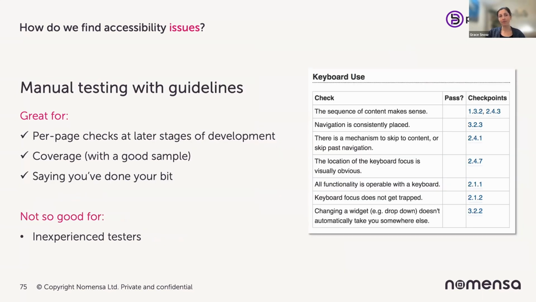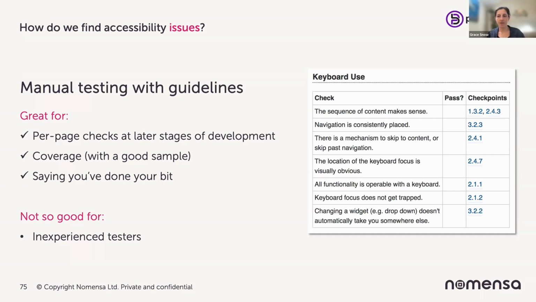So you can do manual testing in different ways as well. My example here is more like following guidelines, so a checklist. You might have a load of checkpoints and you're just seeing, does it do this? Does it pass? Does the sequence of content make sense? Is the navigation consistent? Tick, tick, tick, tick. So it's great for per page checks at later stages of development. It's good for getting quite good coverage depending on what size sample you use. And it's good for saying you've done your bit. It's good for being able to document and demonstrate, I have checked this for accessibility. It's not so good for inexperienced testers.